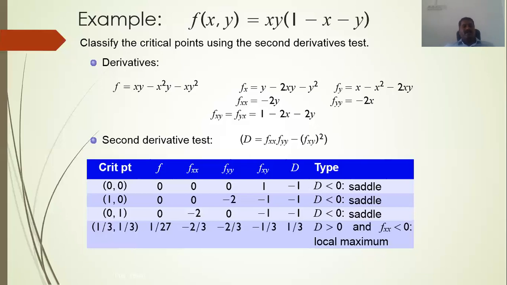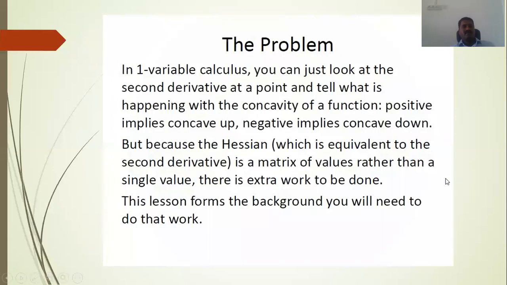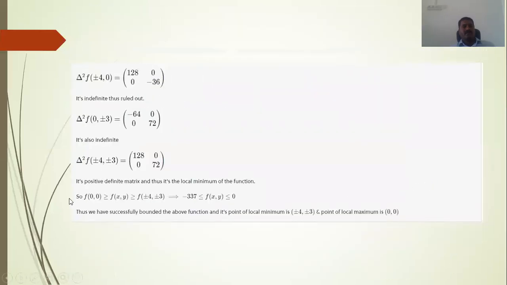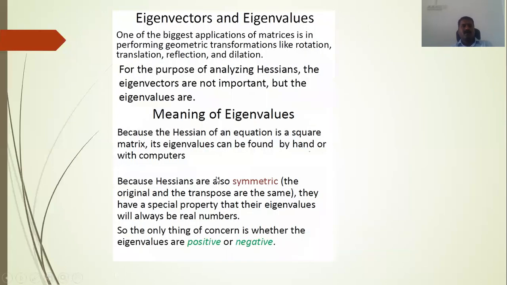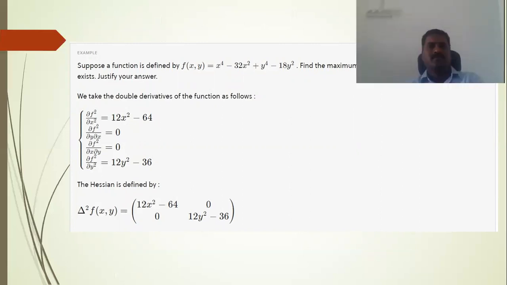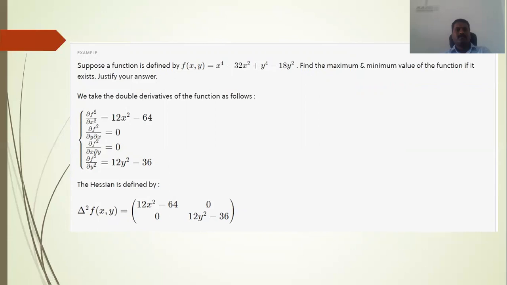If the Hessian is positive definite, then what happens? If the Hessian is negative definite, what happens? All those things we have seen. Yes, you can extend the algorithm for n variables here. There is another example here. You can go through it yourself.